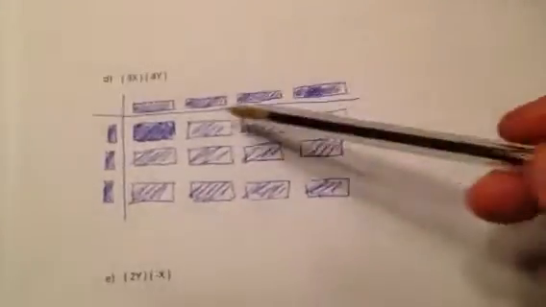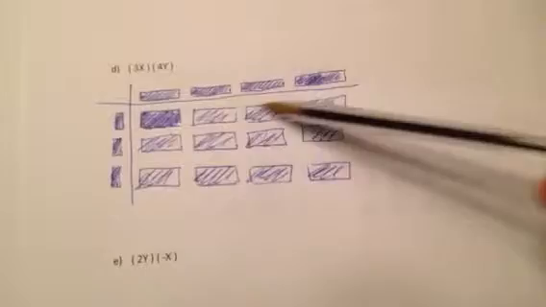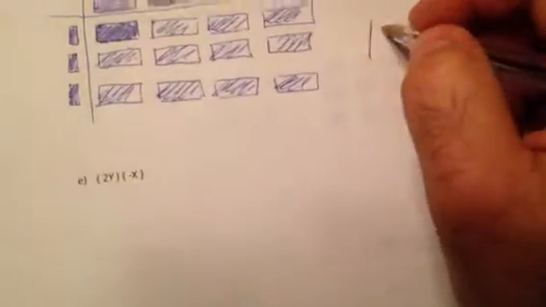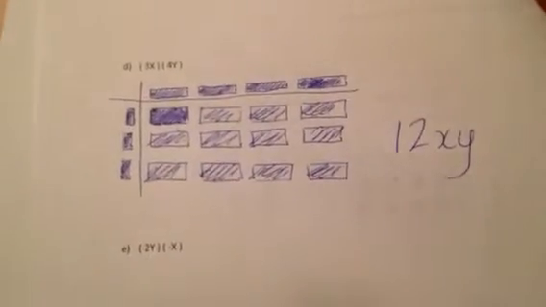So there we go. Our answer is what is in the TP. Again, they're all positive because these are all positive, these are all positive. So a positive times a positive makes all of these positive. So the answer is inside. We have XY tiles. We have 12 of them, and they're positive. So we have 12XY. That is the answer.